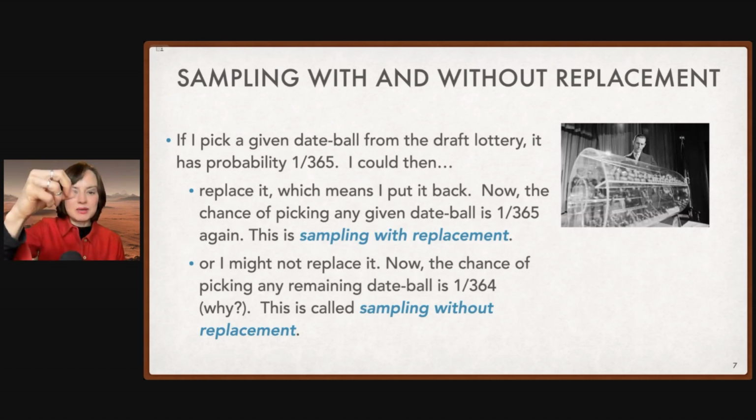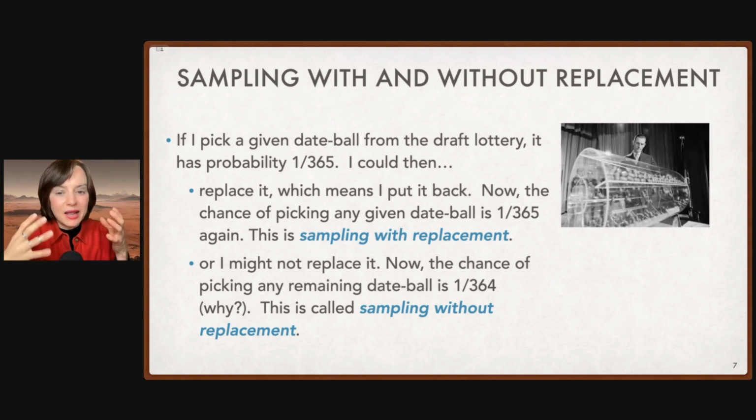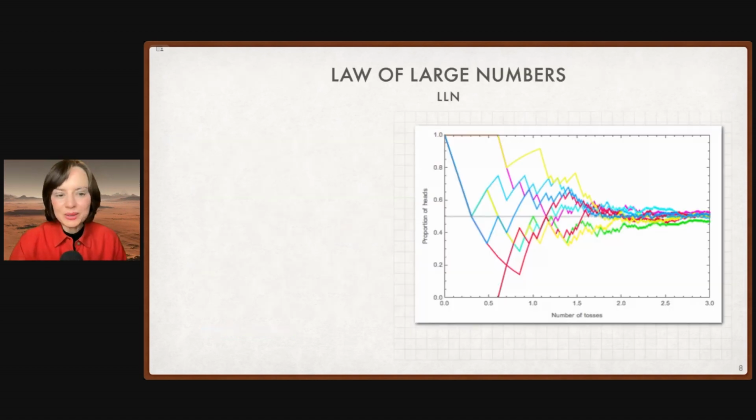So now that I've pulled September 3rd, I say, okay, September 3rd is called. I set it aside. Now the chance of pulling any particular birthday from this urn, this spinning thing, is 1 out of 364. This is called sampling without replacement. All right, we're really breezing along here.